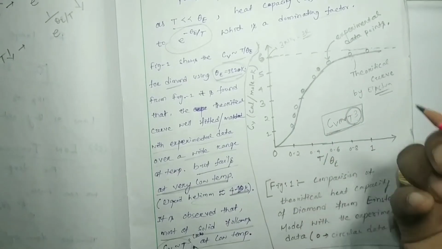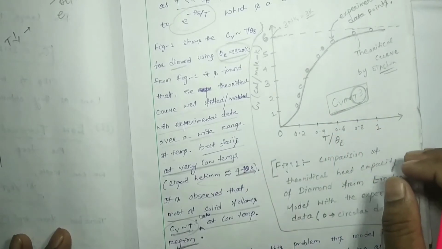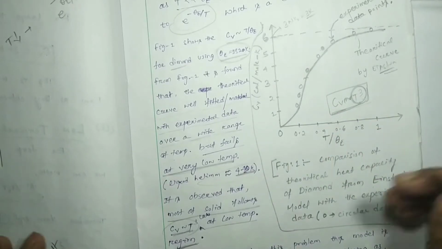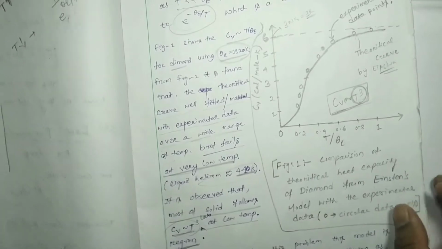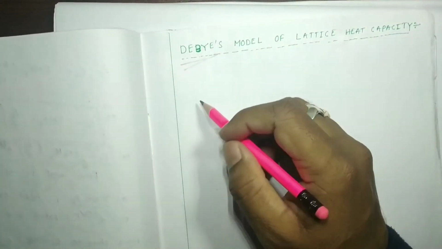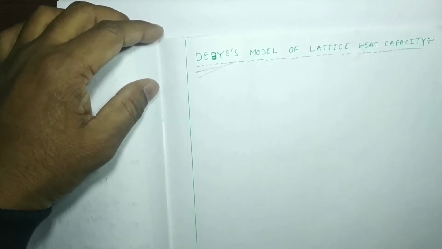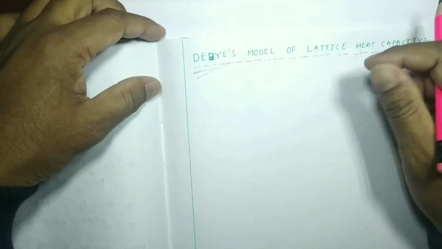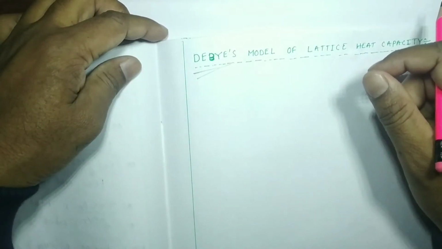So again the model that Einstein considered is not acceptable 100%. So that model was again modified by Debye. After modification, the Debye model approximately approached the experimental result.